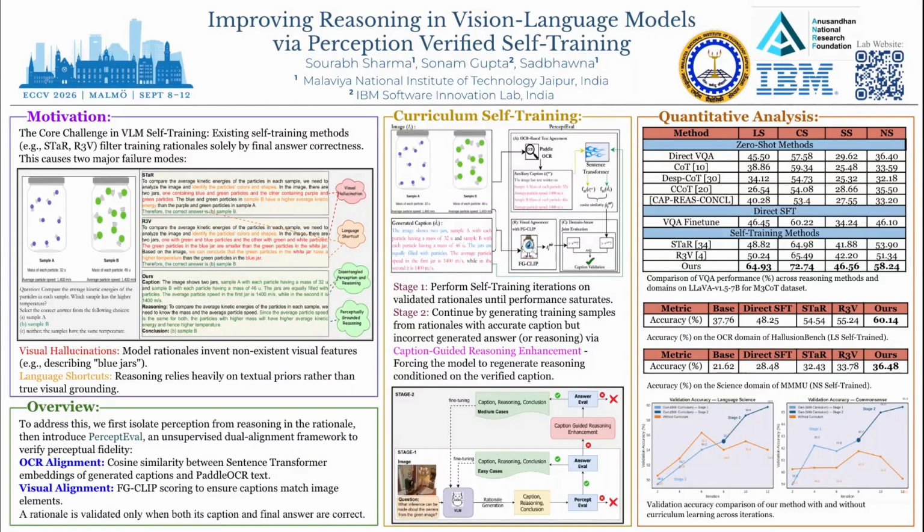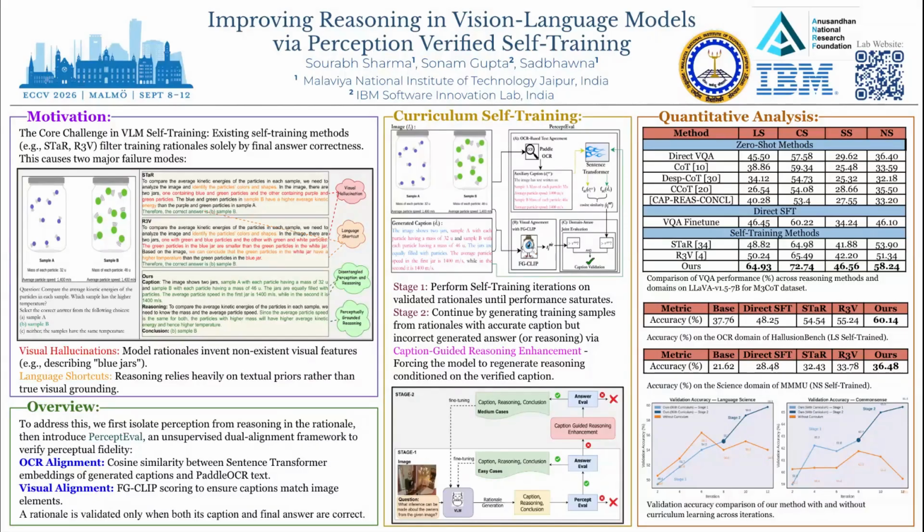Now we also introduce stage two self-training. In stage one, we have trained on the validated rationales. Now in stage two, we introduce the model to more difficult samples. What we discarded in step one were all those samples for which the perception is correct and the final answer is incorrect, right? Because we say, okay, the final answer is incorrect, which means the reasoning was incorrect. In our analysis we found out that the reasoning is incorrect because it is not based on the visual details which are highlighted in the caption.